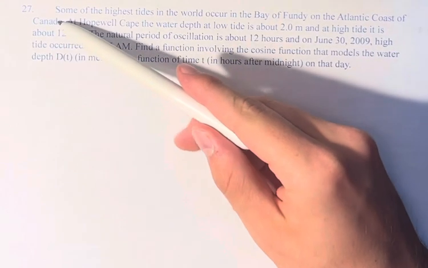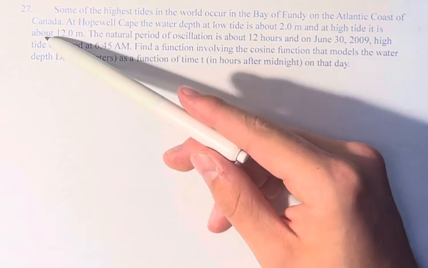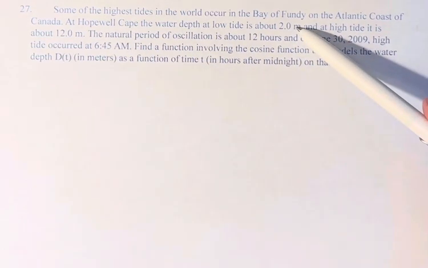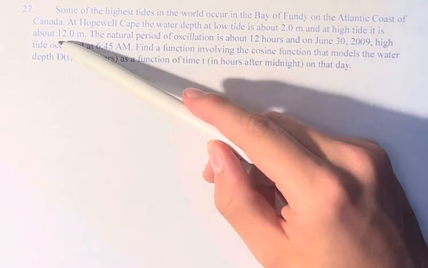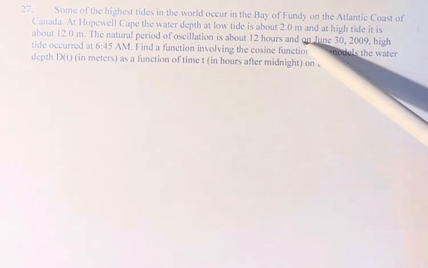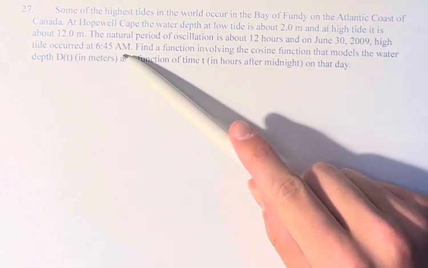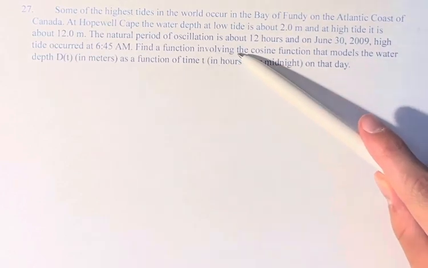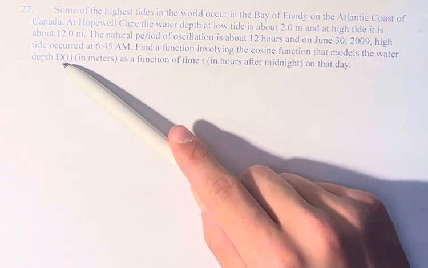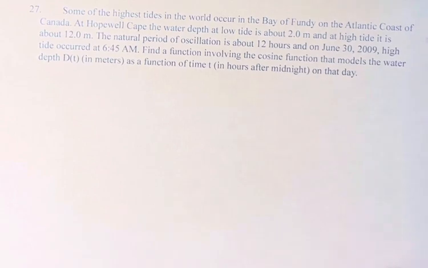In this problem, we're told that some of the highest tides in the world occur in the Bay of Fundy on the Atlantic coast of Canada. At Hopewell Cape, the water depth at low tide is about 2 meters, and at high tide it is about 12 meters. The natural period of oscillation is about 12 hours, and on June 30th, 2009, high tide occurred at 6:45 a.m. We're asked to find a function involving the cosine function that models the water depth d of t in meters as a function of time t in hours after midnight on that day.